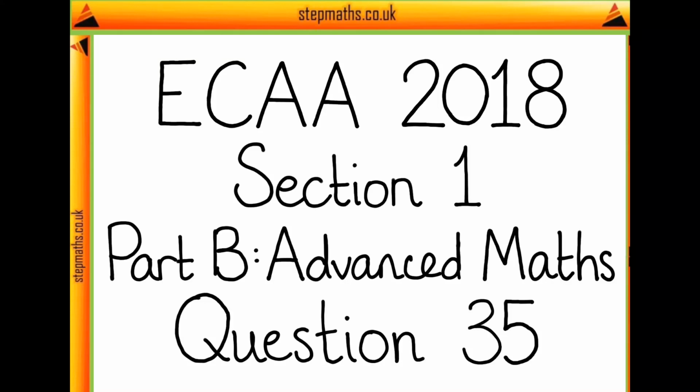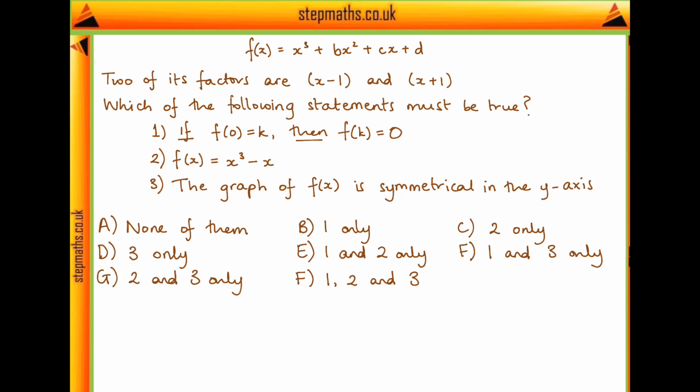Hi, in this video I'm going to go through question 35 on section 1 of ECAA 2018. So this question, they give us the equation for a cubic, where the b, c, and d are constants, and we're told that two of the factors of this cubic are x minus 1 and x plus 1. Then we're asked which of these three statements, when taken independently, must be true.